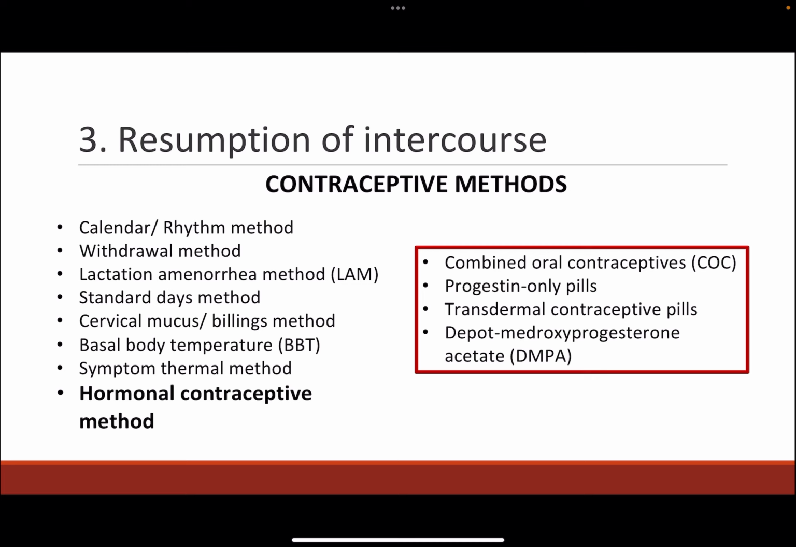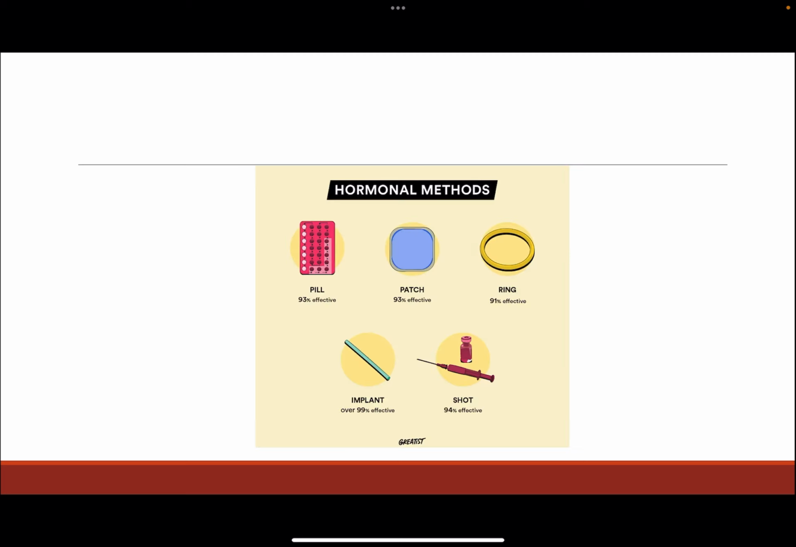And then the last is the hormonal contraceptive. It's the combined oral contraceptive, the progestin-only because the mother is breastfeeding, transdermal contraceptive patches, and depot medroxyprogesterone acetate. So these are hormonal methods like pills, patch, ring, implant, shot, or the depot.